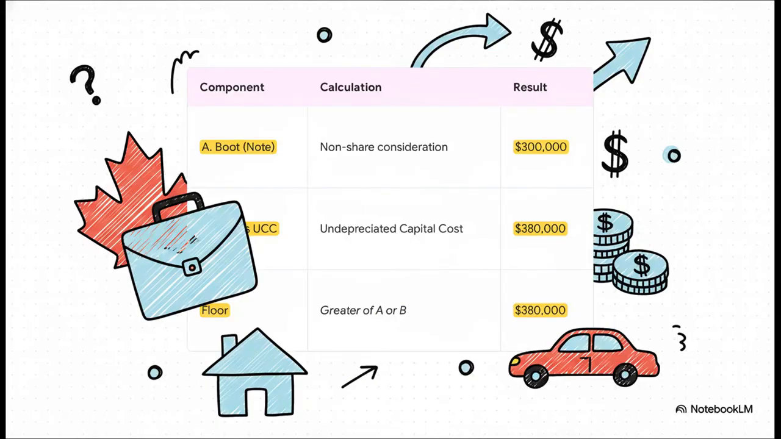Okay, so let's actually calculate this floor for Lucy. First, we have the boot. In this case, it's a promissory note that MJ Corp is giving to Lucy, and it's for $300,000. Got it. Next, we have the asset's tax cost, its UCC, which is $380,000. The rule is simple. You have to pick the greater of those two. So $300,000 versus $380,000, our floor is $380,000. Easy as that.